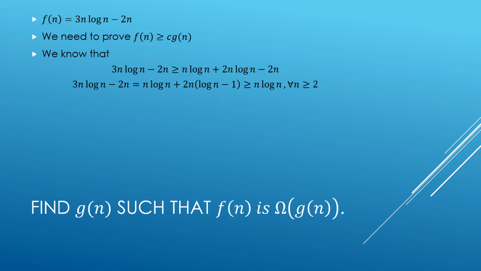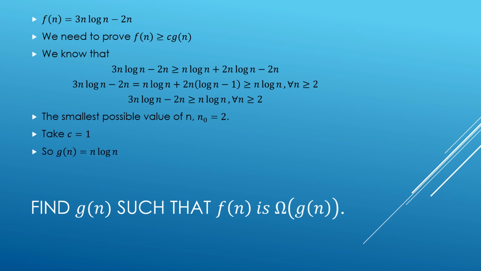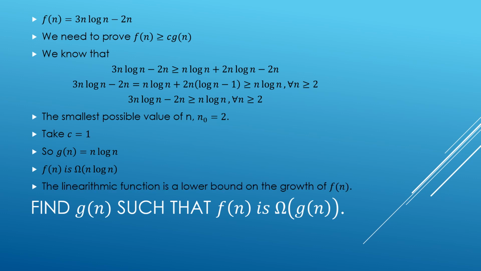And this is what I do. 3n log n minus 2n is greater than or equal to n log n for all n greater than or equal to 2. The smallest possible value of n naught is 2. c is 1, g(n) is n log n, f(n) is omega of n log n, or the linear arithmetic function is a lower bound on the growth of f(n). The linear arithmetic function grows slower than our function f(n).